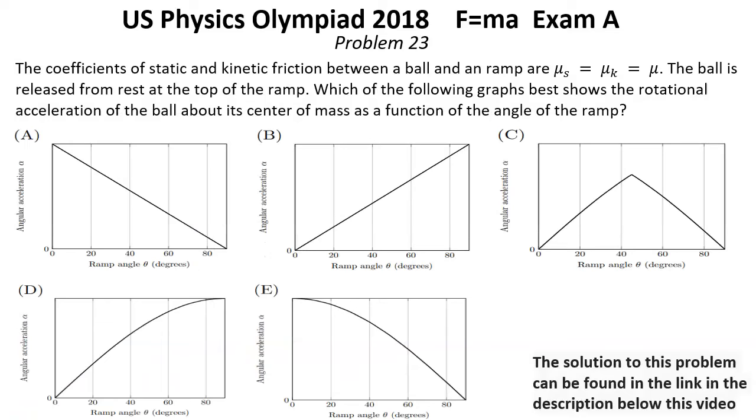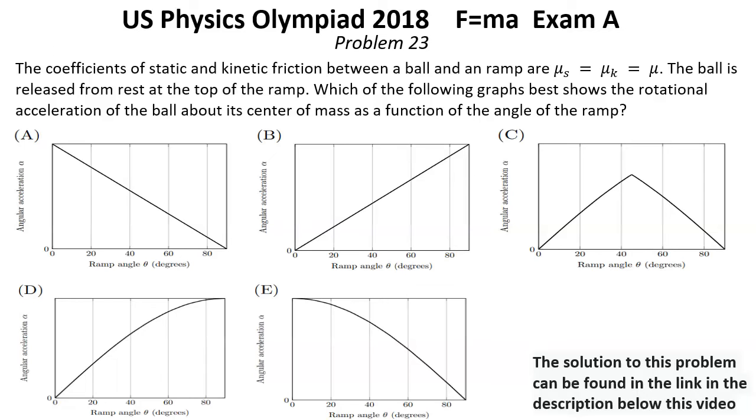Problem number 23. The coefficients of static and kinetic friction between a ball and a ramp are mu s equal mu k equal mu. The ball is released from rest at the top of the ramp. Which of the following graphs best shows the rotational acceleration of the ball about its center of mass as a function of the angle of the ramp? Solution for problem number 23.